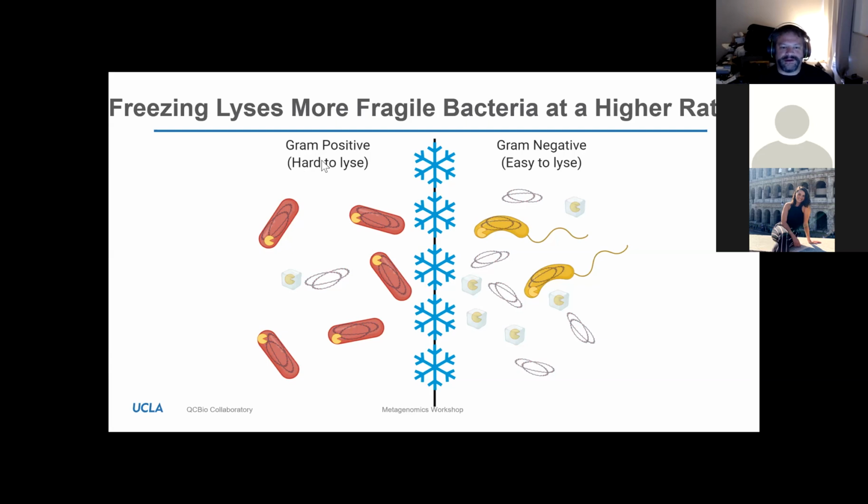we have our hard to lyse gram positives. We had a little bit of lysis. We had our gram negatives, which had much more lysis. When they rupture, they're all going to spill out all these enzymes and DNA.